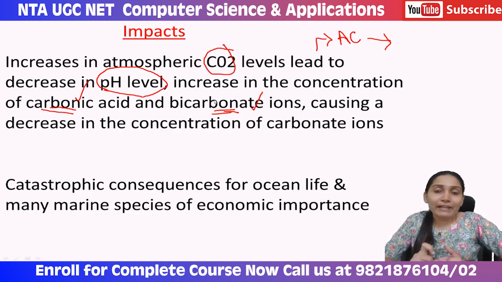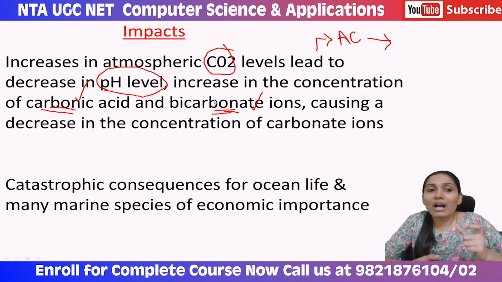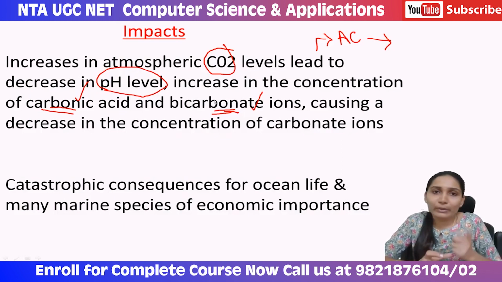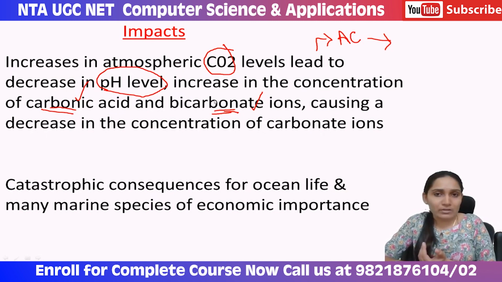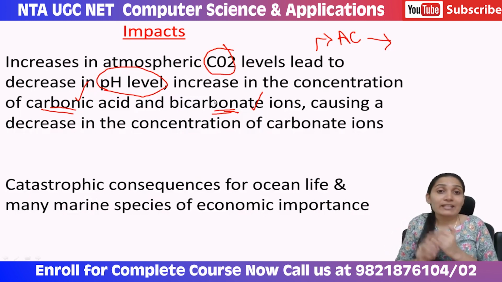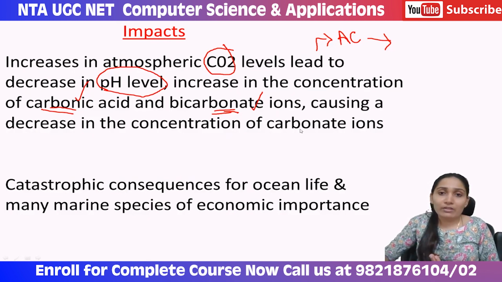The direct cause of ocean acidification is increased levels of carbon compounds. So, carbonic acid and bicarbonate ions. This is how you can remember it, and this is how the pH level reduces or acidification happens. Carbonic acid and bicarbonate ions cause a decrease in the concentration of carbonate ions. Therefore, the pH value of the water in the ocean will reduce.